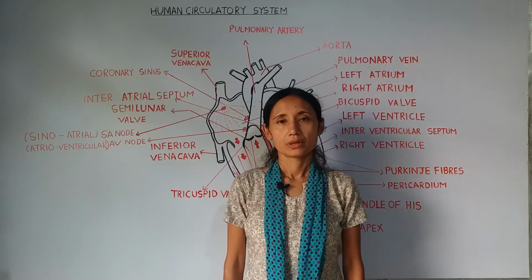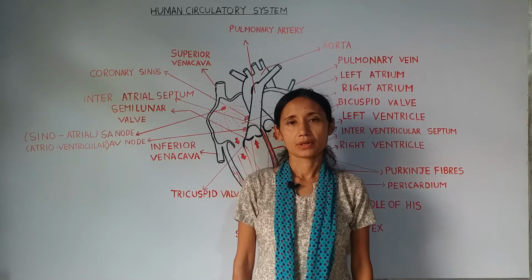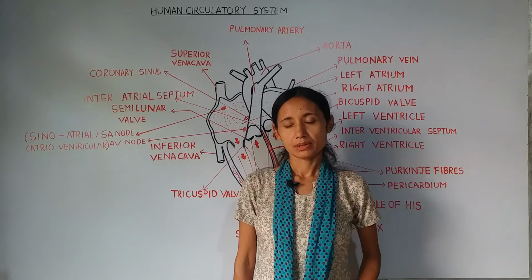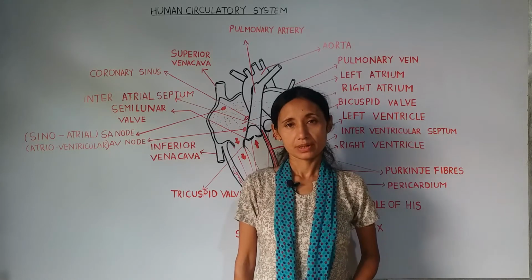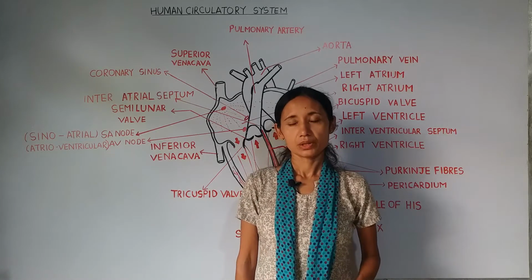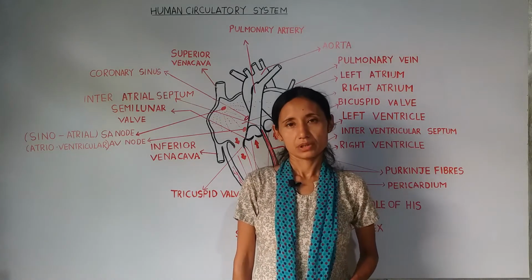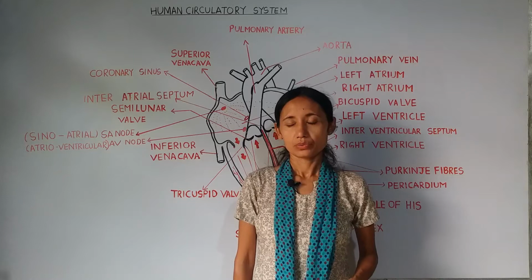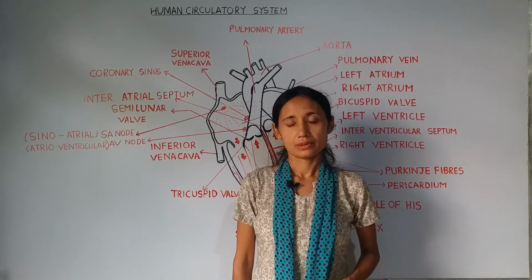We have here the human circulatory system. Our human circulatory system consists of the heart, different blood vessels and blood. Mammalian hearts, including the human heart, have 4 chambers, 2 atria and 2 ventricles.